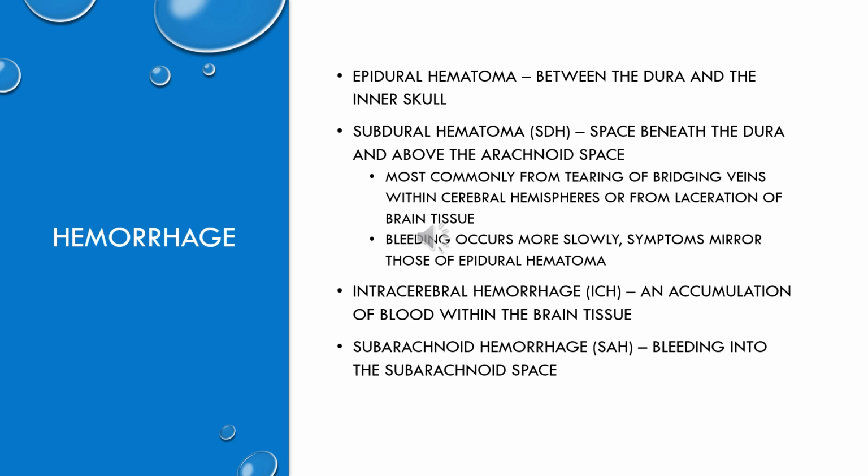You have an epidural hematoma, which is a collection of blood that's between the dura and the inner skull. And again, there is a nice picture here in figure 45-5 for you to look at. Subdural hematoma is exactly what it sounds like. It is a space between the dura and above the arachnoid space. So subdural, below the dura, okay? This is most commonly from tearing of bridging veins with cerebral hemispheres, or from laceration of the brain tissue itself. It usually occurs more slowly, and symptoms mirror those of an epidural hematoma. So this one comes on a little slower.